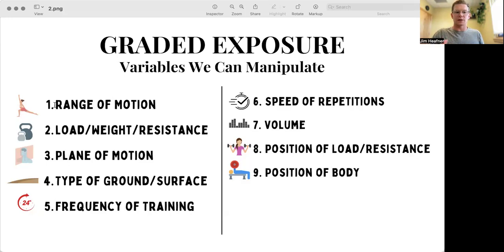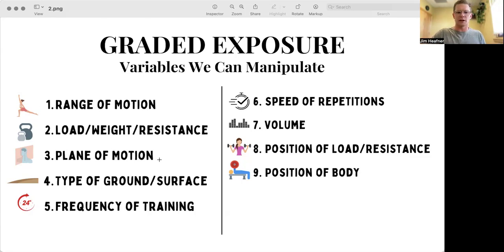One, from an exercise progression standpoint, range of motion. Maybe with somebody, if you're working on lunges with them, you start in a smaller range where their muscles can tolerate that. You should basically take them to what range they can tolerate. But let's say over time, you can go deeper and deeper into it and get more activation through a larger range of motion. So working on range of motion is a great way that we can manipulate the variables. Load or weight, that's common sense. If you start with a certain weight, we want to see gradual progression over time.